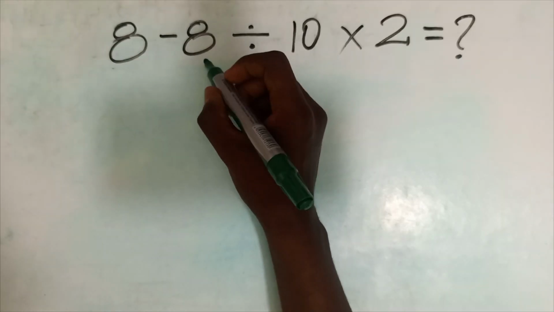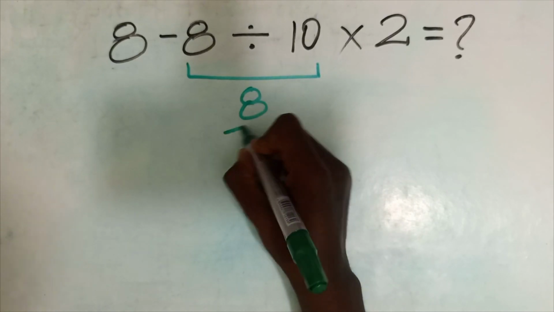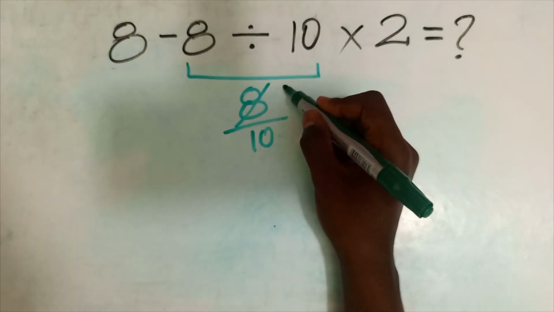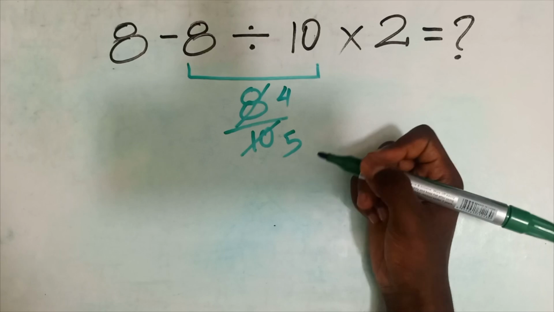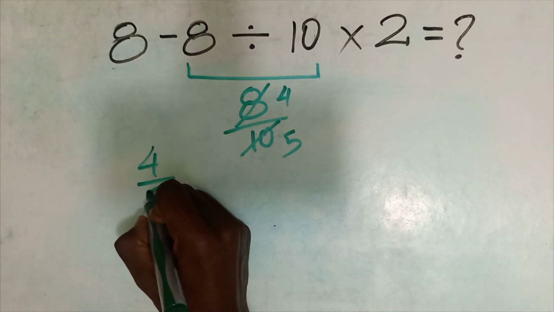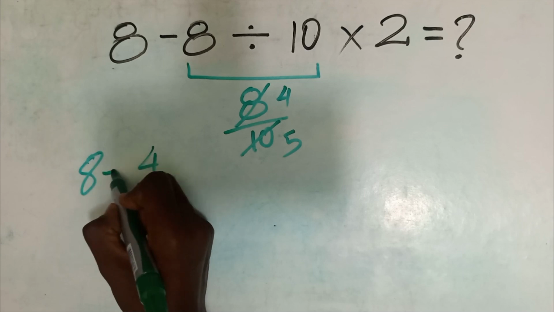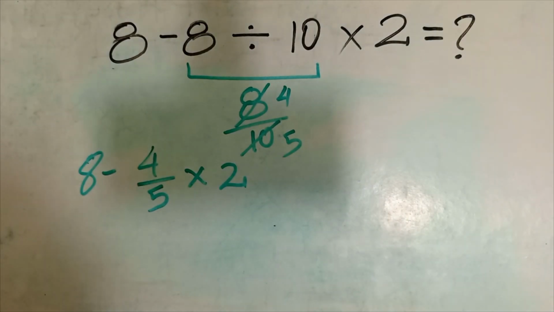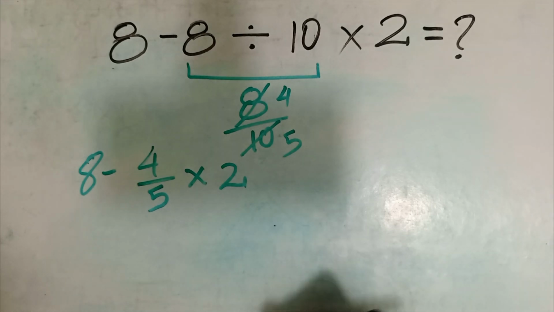So 8 divided by 10, we can write 8 over 10. So 8 divided by 2 gives us 4. And 10 divided by 2 gives us 5. Okay, so we have 4 over 5. And here we have 8 minus 4 over 5, then times 2. Okay? Now, we have to do this multiplication, 4 over 5, then times 2.